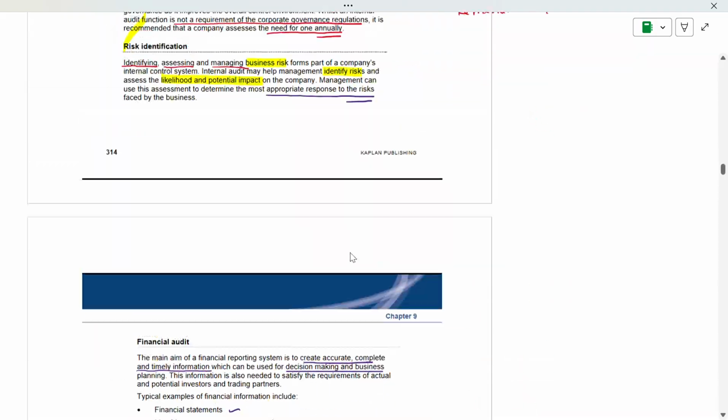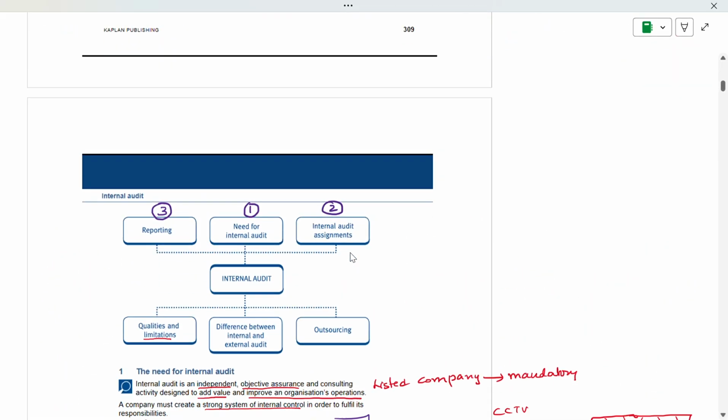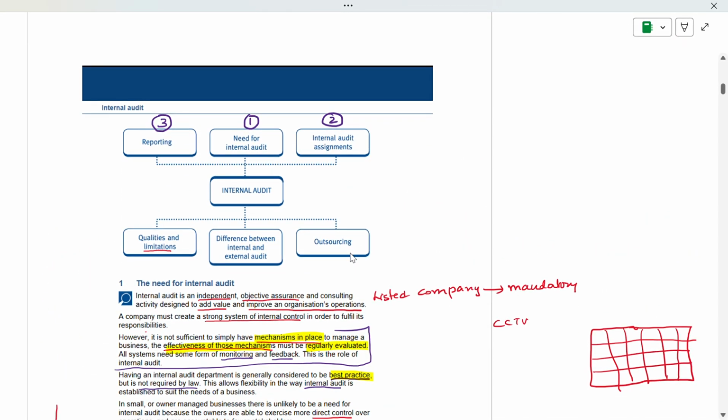Now, if you go to the first one, what is happening? We have covered outsourcing, we have covered the difference between internal audit and external audit, we have covered quality limitation, we have done what is the need of the internal auditor, we have done the internal audit assignments. The last one is internal audit reporting.